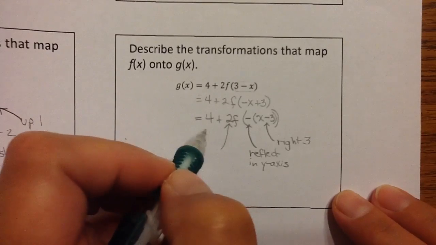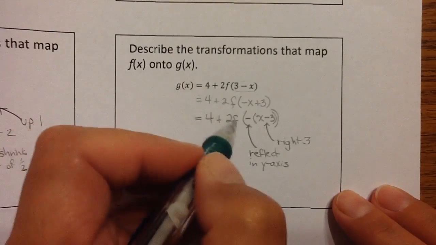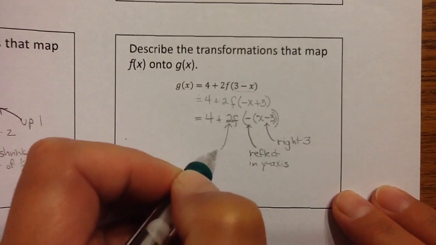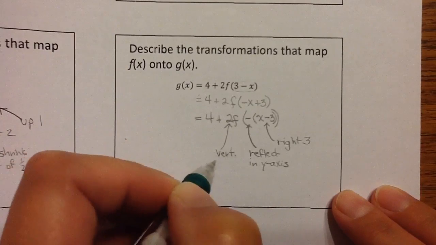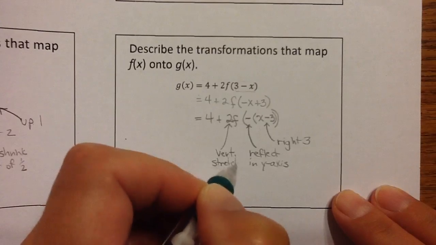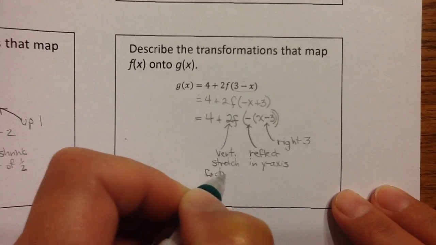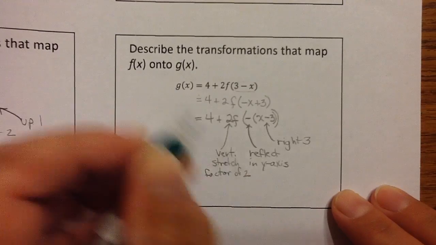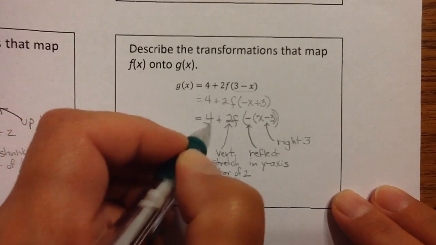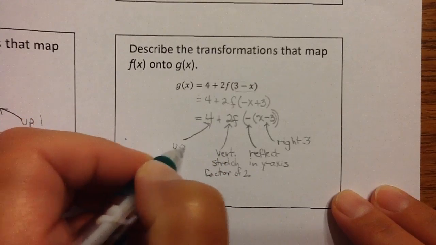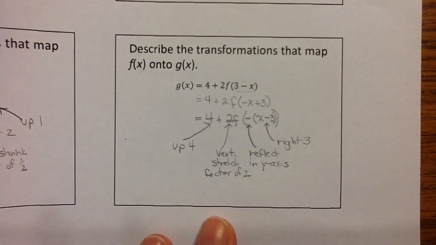Outside the parentheses controls the vertical changes. So multiplying by 2 does a vertical stretch by a factor of 2. And last but not least, this plus 4 tacked on to the end will move the entire graph up 4.